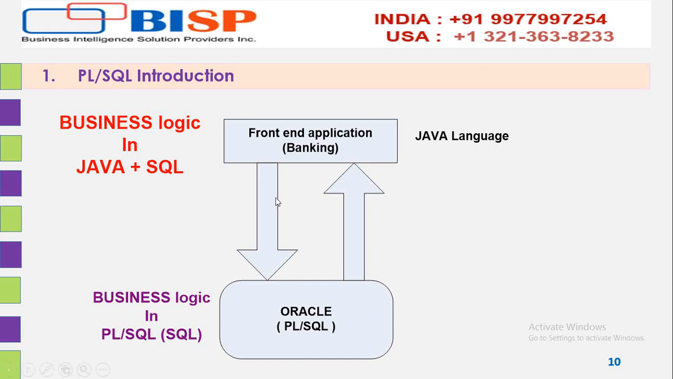And there will be only one operation for each transaction. That is, sending an input to the database, doing the calculations, withdrawals, everything here, applying interest rules, for example, deposits, calculating the interest, everything within the database, and sending back the output to the front-end application.